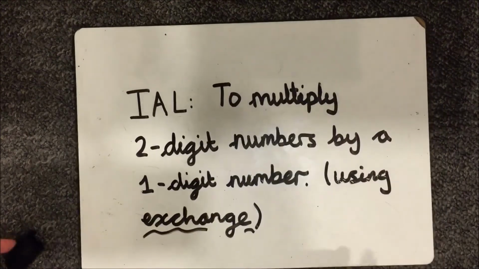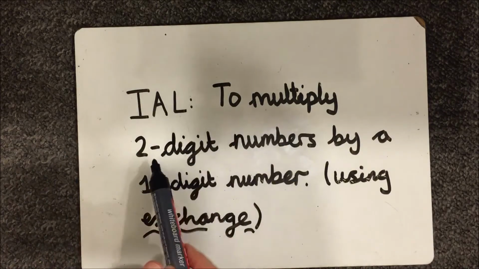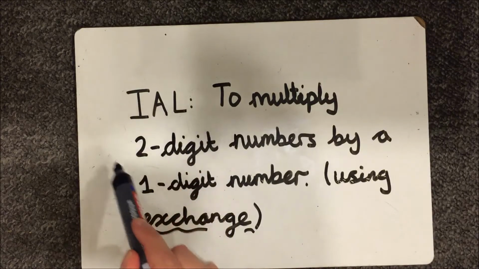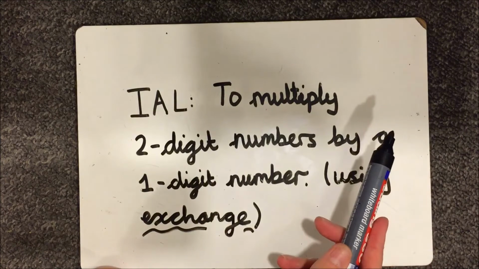Good start, guys. Let's find out what we're going to be learning today. So we're going to be continuing our learning on multiplication. And today we're going to multiply 2-digit numbers by a 1-digit number. Remember, a 2-digit number is one with 10s and 1s. We've been doing that over the last few days.